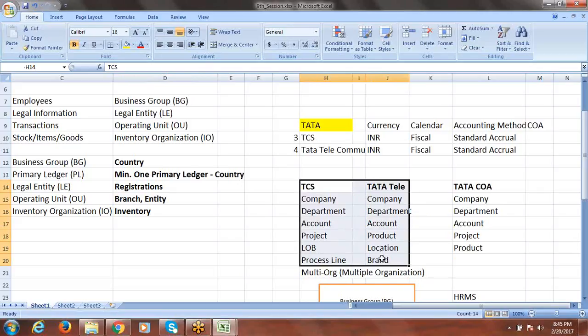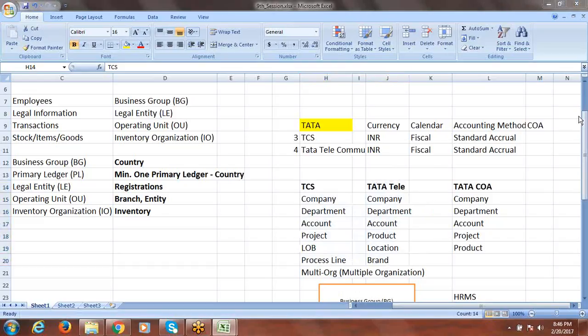Okay, any question on this, please? So this is the point you have to understand. Okay, because of chart of accounts, we may go with different primary ledgers within the country. Any questions on this, please?